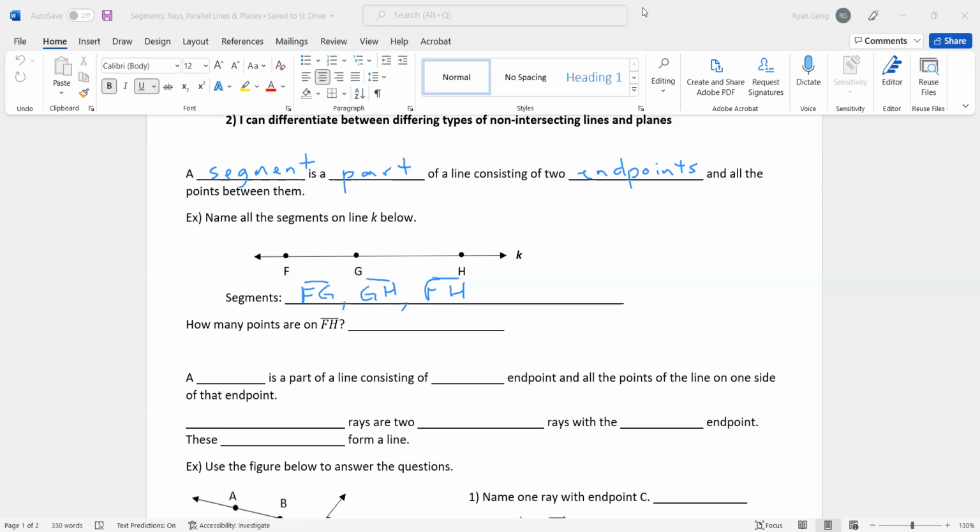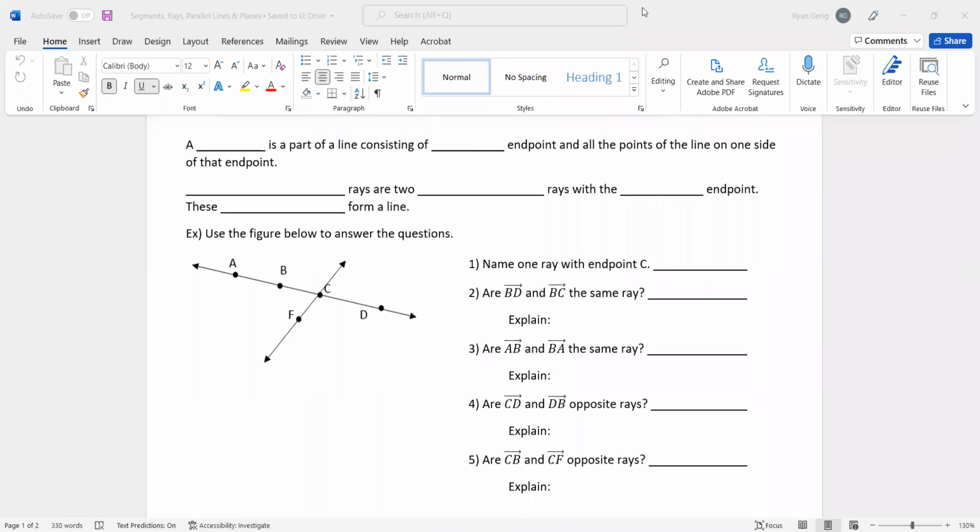How many points are on segment FH? Don't say one, don't say three. There's actually an infinite number of points on segment FH, just like there's an infinite number of points on FG, just like there's an infinite number of points on GH. Remember, a point has no size. There's three labeled points on this line, but I just said how many points. There's an infinite number, okay?